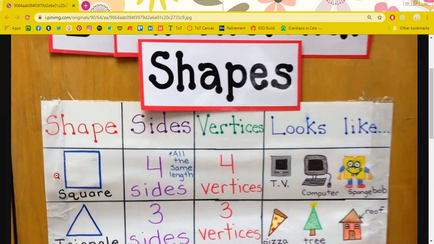And what's special about a square is that all these sides are going to be the same length. So if we used our rulers or our measuring techniques that we learned in topic 12, we would find that they are all the same size.